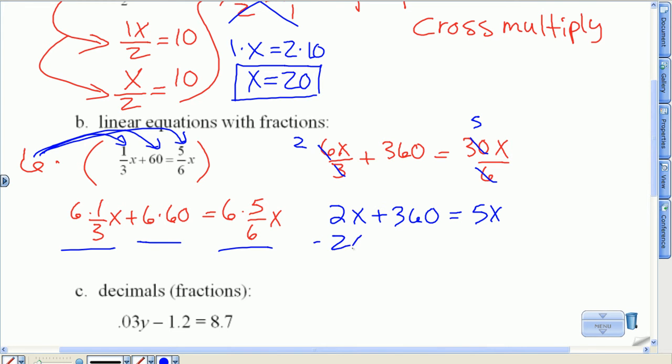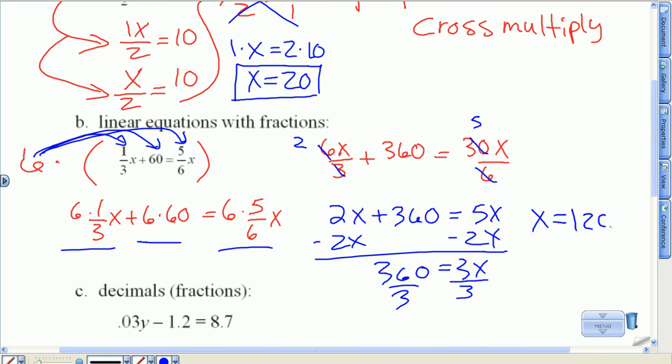And then look how easy this is to finish. We subtract. This is old school. You were barely out of 8th grade when we did this. So x is 120 and it's done. All right.